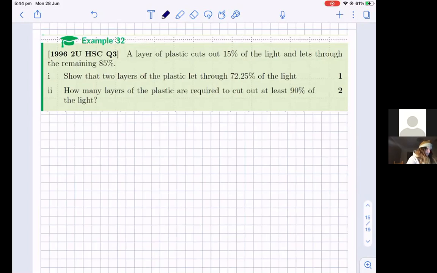Which column is it? My apologies. Second from last. And which question is it? Question 3.